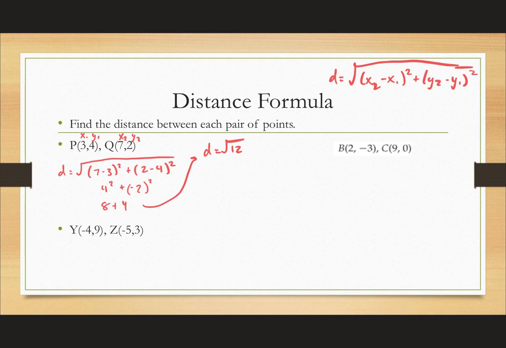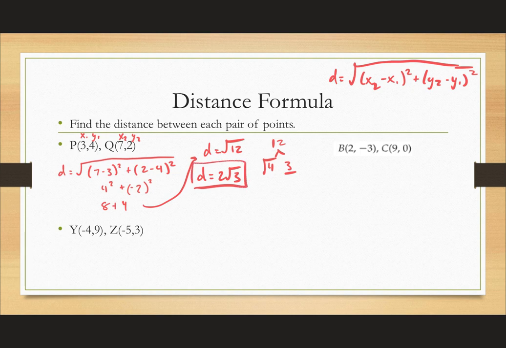Now don't think you're done just yet. We have a radical, now we have to reduce it. So I take my 12, I bring it off to the side, that's 4 times 3. Well, the square root of 4 is 2. 3 stays on the inside. So my distance is truly 2 root 3. And this right here is my answer.